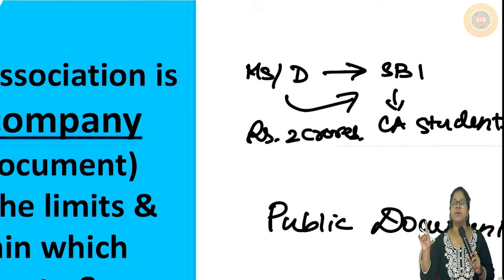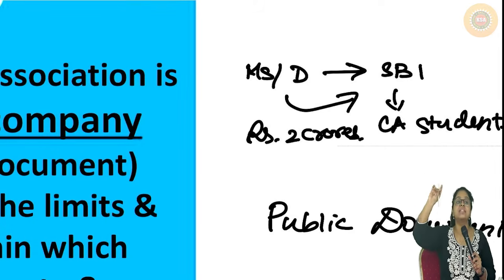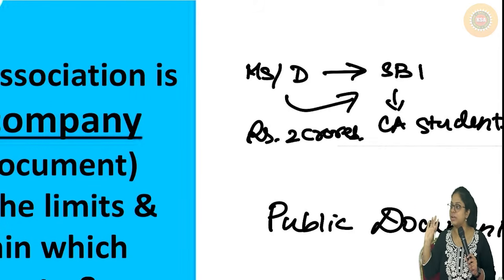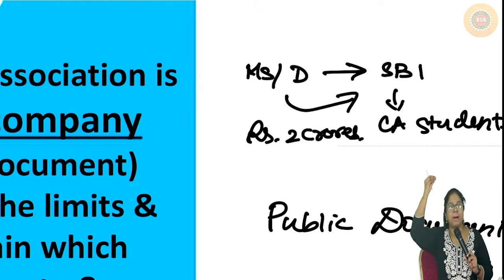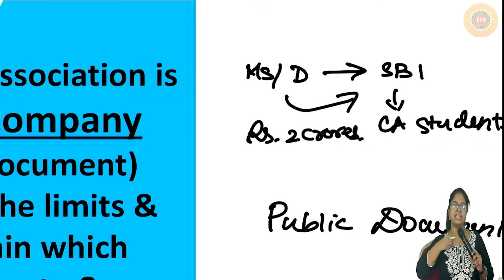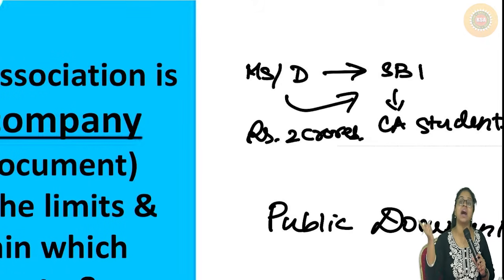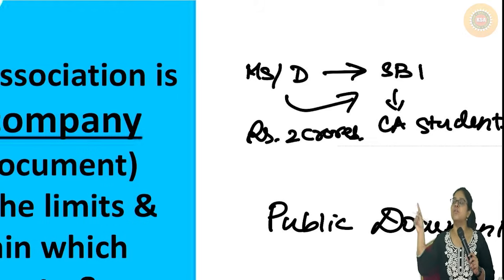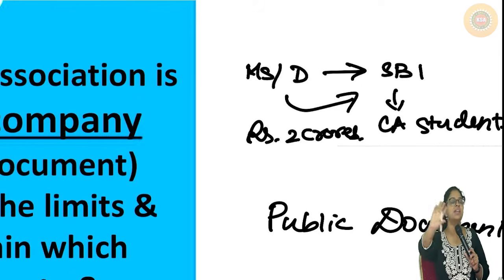That is only called the principle or doctrine of constructive notice. Are you able to understand? It is said that an MOA and AOA is a public document. So whenever, let's say me or anybody is entering into a contract with any company, it is assumed that I would have read the public document and I very clearly know whether the company can enter into such contract or not. So if it cannot enter but you still are going and doing it, then it is a void contract.